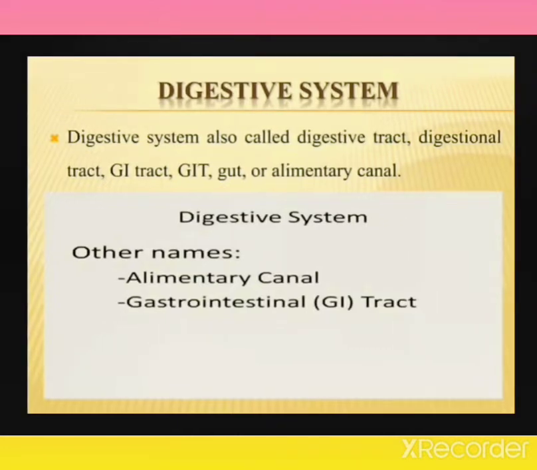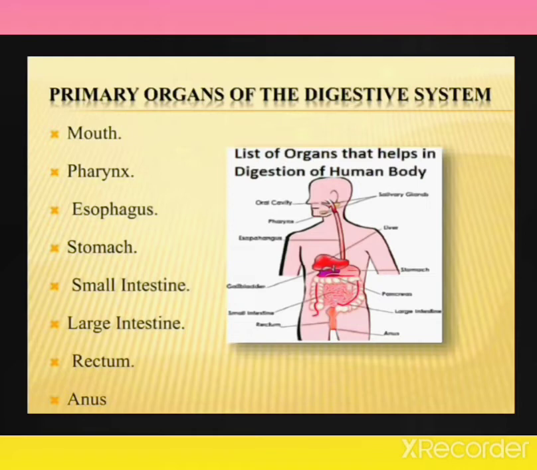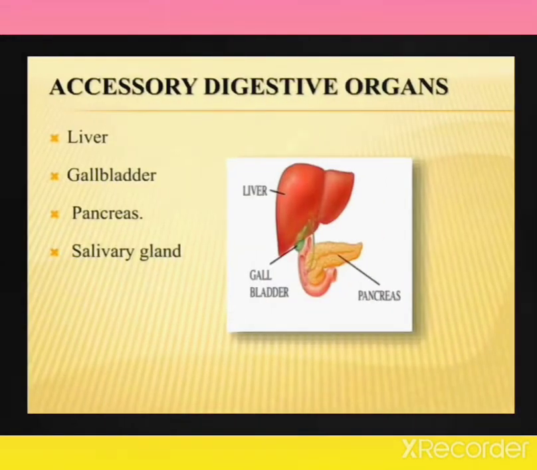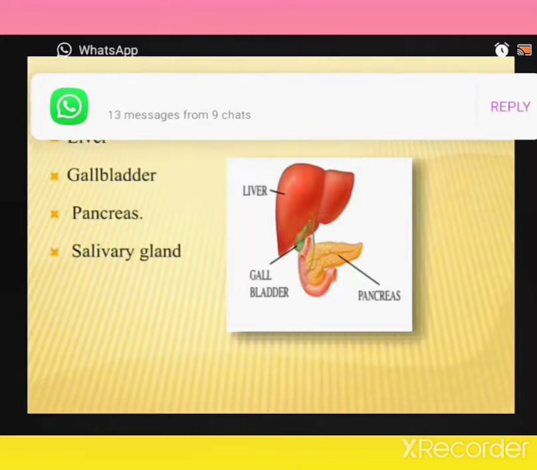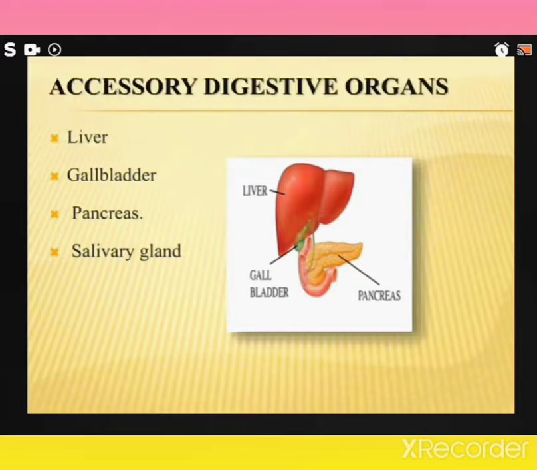The digestive system is also called the digestive tract, digestional tract, GI tract, gastrointestinal tract, gut or the alimentary canal. These are the synonymous names that we can associate with the digestive system. Again, an outline of the primary organs of the digestive system: the gastrointestinal tract starting from the mouth, pharynx, esophagus, stomach, small intestine, large intestine, the last part rectum, finally ending up in the anus. The accessory or the secondary organs are the liver, gallbladder, pancreas, and even the 3 pairs of salivary glands.